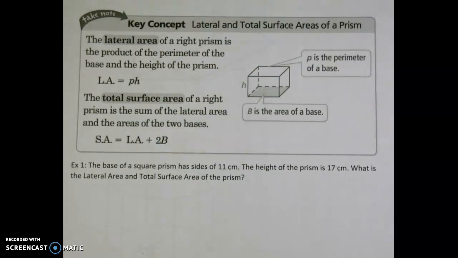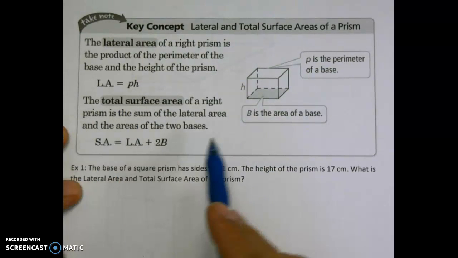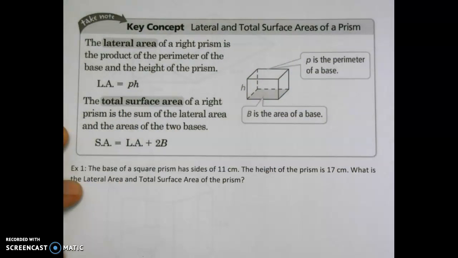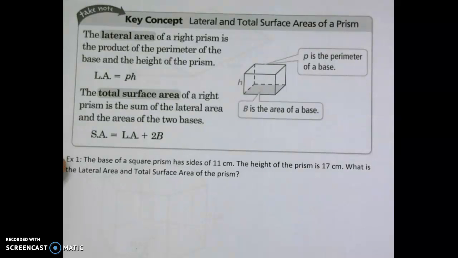There are area formulas that you can use to determine the lateral and total surface area of a prism. Now the lateral area, of course, is the area around the side, and we say that the lateral area is the perimeter of the base times the height. We're talking about right prisms.